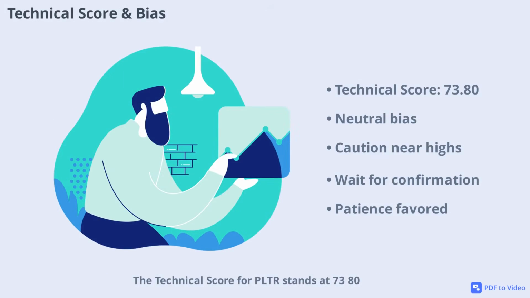Technical score for PLTR stands at 73.8, supporting a neutral bias. While the stock is near its yearly high, the combination of weakening momentum, mixed moving averages, and slowing volume acceleration suggests caution. Traders should be wary of chasing the price higher without confirmation from volume and momentum indicators. The current setup favors patience and careful monitoring over aggressive positioning.